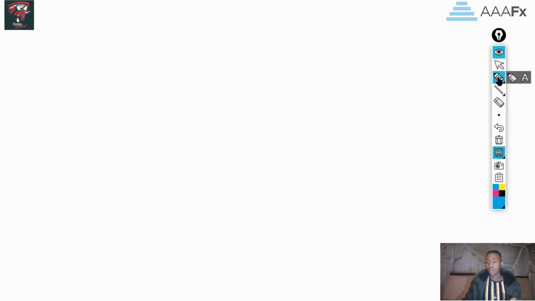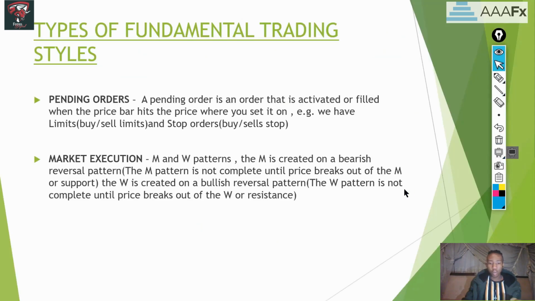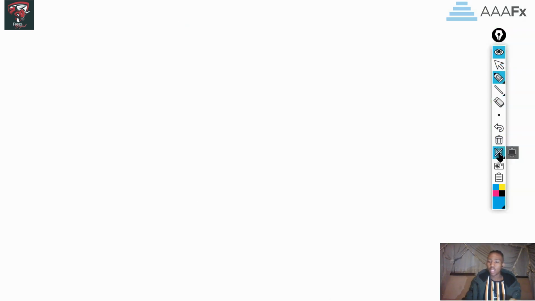So now let's continue going to the W setup. Now, the W is a bullish reversal pattern, meaning the W pattern is not complete until it breaks out of the W, or the resistance. Similarly to the M, we have three types of Ws. We have the increasing W, the normal W, and lastly the decreasing W.